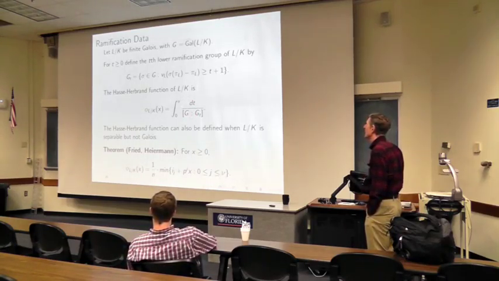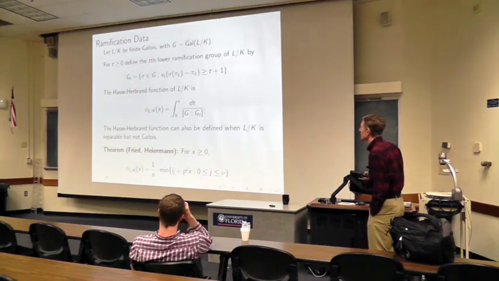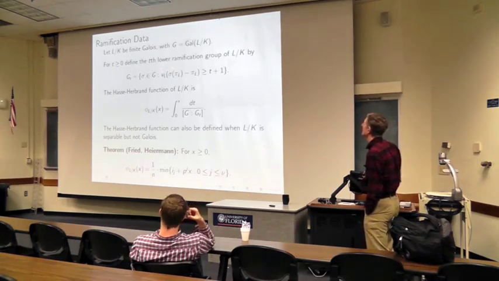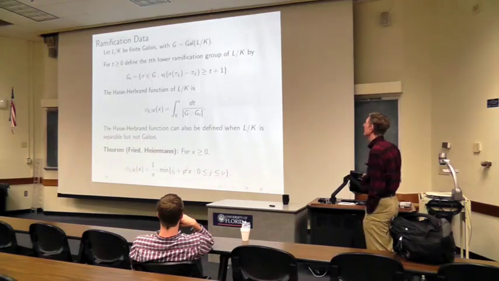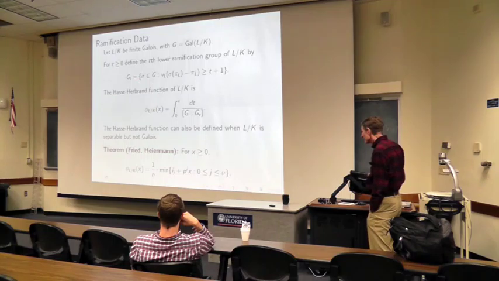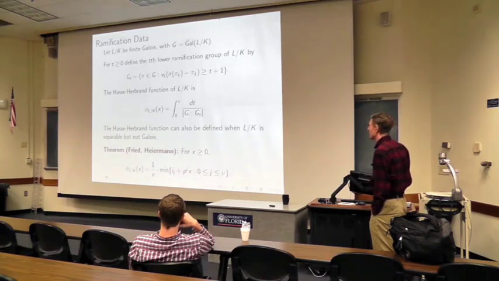So you can also define the Hasse-Herbrand function more generally. For that, G sub t is no longer a group, it's a set of embeddings of L into K, and then the valuation e sub L is not just defined on L, but on a larger set. But you still normalize e sub L so that it gives you Z. So you can essentially do the same definition even if you're not looking at a Galois extension.